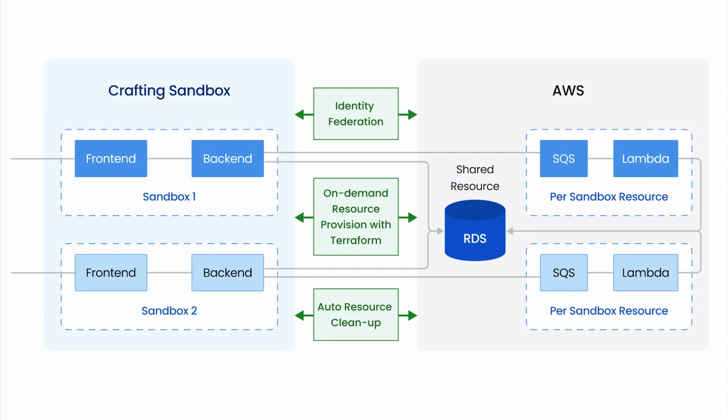Based on identity federation, the shared cloud resources, for example RDS, can be accessed easily by the services running in Crafting sandboxes. By using on-demand resource provision with Terraform, dedicated cloud resources, like SQS and Lambda, can be provisioned on demand as soon as the sandbox is created, and automatically cleaned up after the sandbox is deleted. Let's see how it is set up.